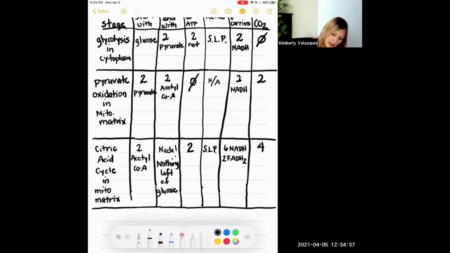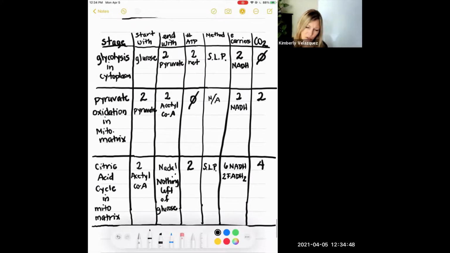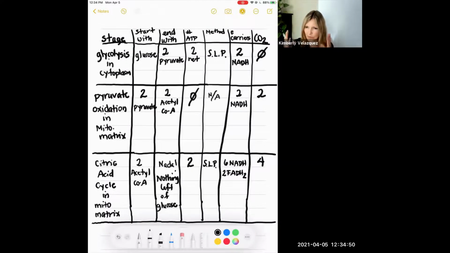Okay, so at the end of the citric acid cycle, all the potential energy is now in those 12 electron carriers. Again, I apologize for how messy this chart is, but I do think it's really important to kind of summarize everything in your brain. And this is a good way to really summarize it.